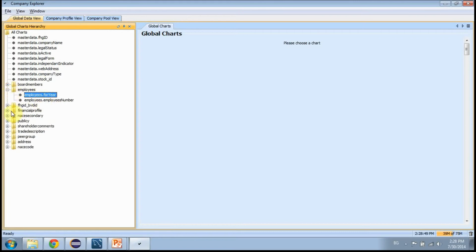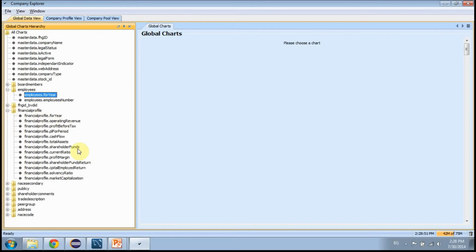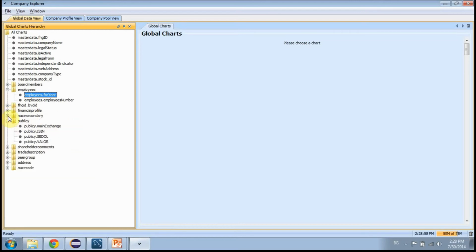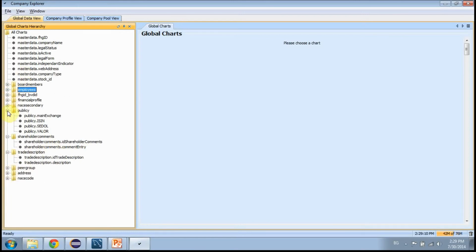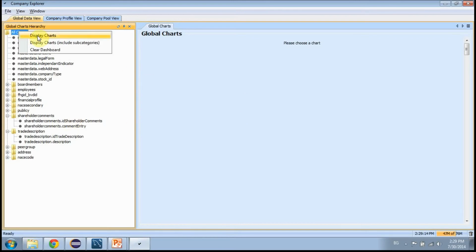For each year, we have a financial profile, which stores several facts, publicity, and all this type of data, shareholder information, trade descriptions, and peer groups. Let's start looking into the data in this first phase to understand what do we have.